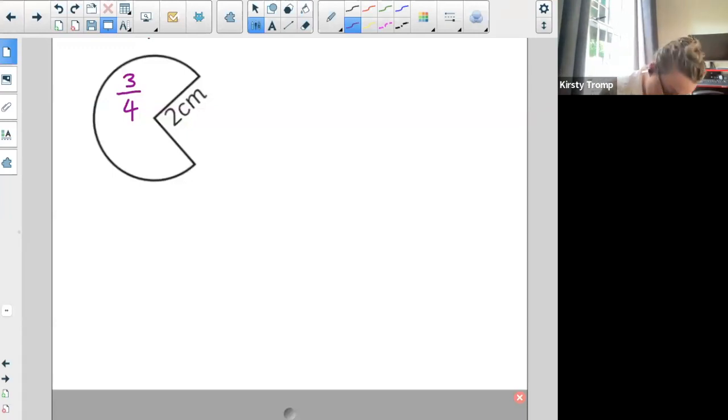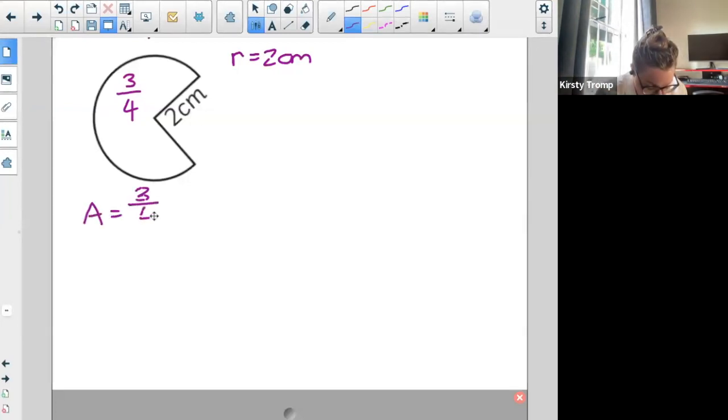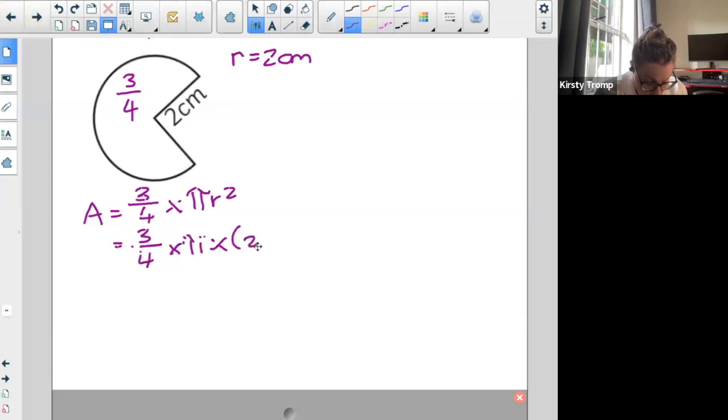So for this one, my radius equals 2 centimeters. Firstly, I want to start with area because I always find area a little bit easier. So area is going to be equal to 3/4 times pi r squared. So I'm going to have 3/4 times pi times 2 squared.